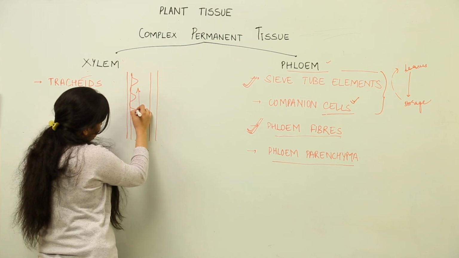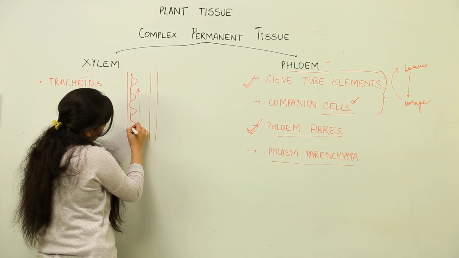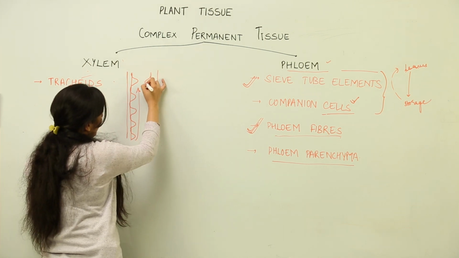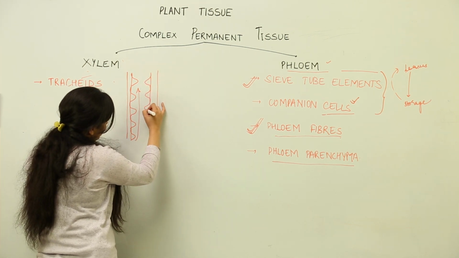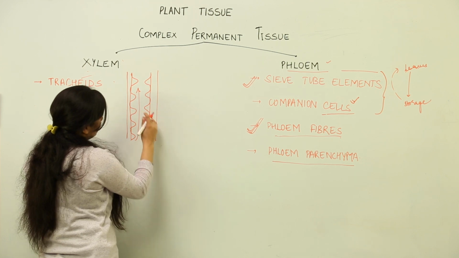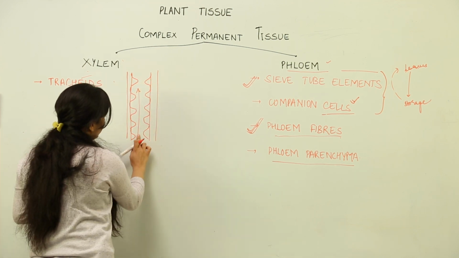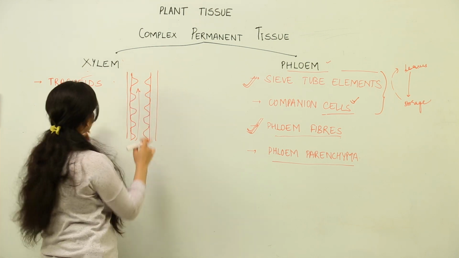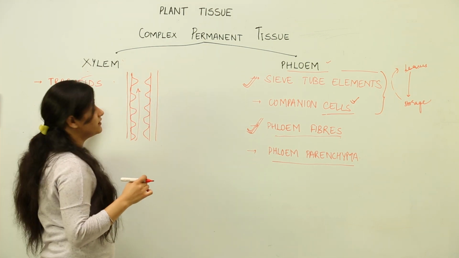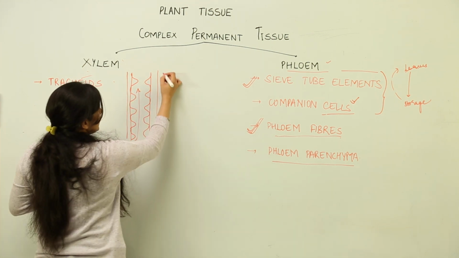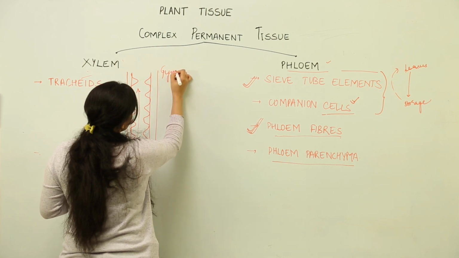Now these thickenings could be spiral, they could be scalariform, they could be annular. It depends on the deposition. It forms the thickenings, and from here the water is conducted. These cells are dead and are the main source of conduction in the case of gymnosperms.